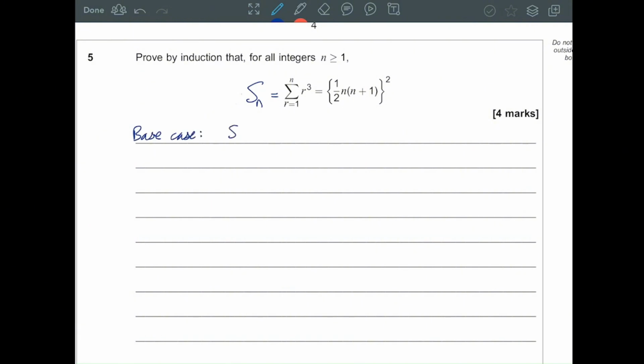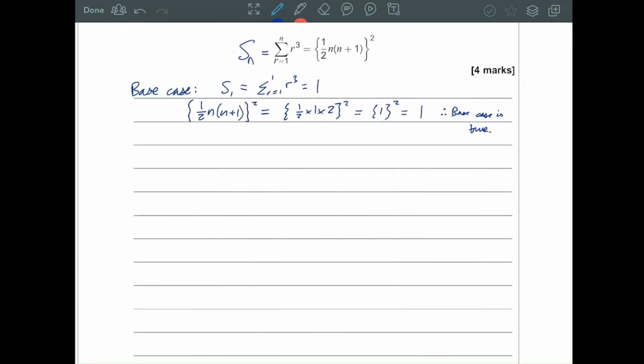So our base case, we're trying to work out what S1 is, or by definition, that's the sum from 1 to 1 of r cubed, which is just 1. And we're claiming that that should be the same as that thing squared. So subbing 1 into that, we have half times 1 times 2, which is just 1 squared, which is 1. So therefore, the base case is true. And now we can do our inductive step.